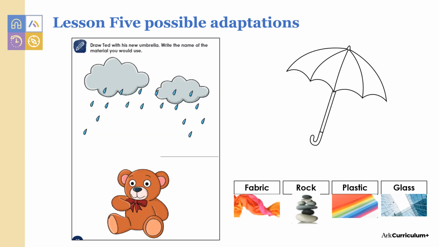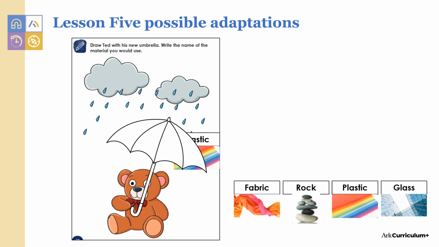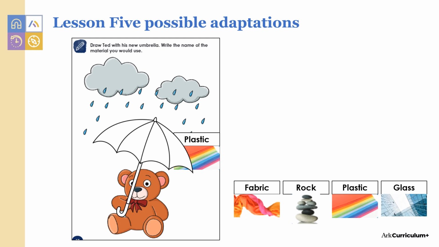In Lesson 5, pupils need to draw Ted with a new umbrella. They need to write the name of the material they would use for this umbrella and then draw the umbrella above him. You could cut out labels of the different types of materials with images underneath for pupils to stick in rather than write, for example. And you could already have a template of an umbrella stuck on Ted for pupils to colour in and design.